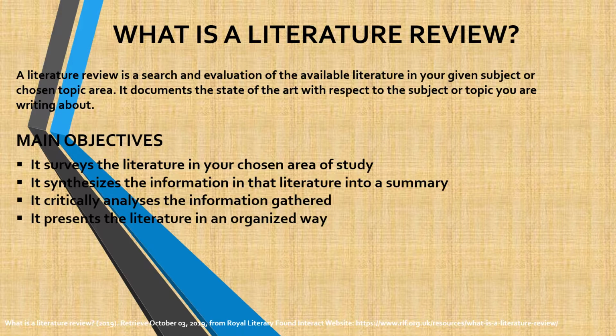A literature review has four main objectives. It surveys the literature in your chosen area of study. It synthesizes the information in that literature into a summary. It critically analyzes the information gathered by identifying gaps in the current knowledge, by showing limitations of theories and points of view, and by formulating areas for further research and reviewing areas of controversy.